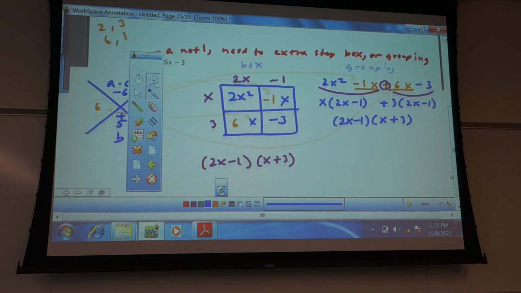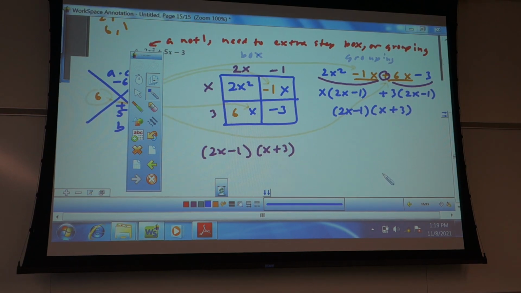And you'll see those are the exact same answers. Either way, you get the same thing. 2x minus 1 and x plus 3 can be in opposite sides. You could have the x plus 3 first and then 2x minus 1 second. It doesn't matter, as long as you have those two factors in either order. All good. If I wrote 1x plus 3, is that going to get marked? Sure, that's fine. Okay. No problem.